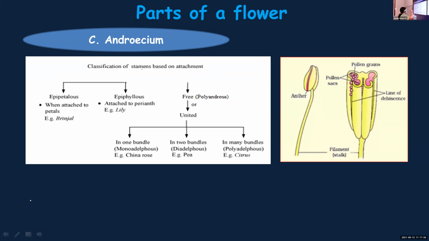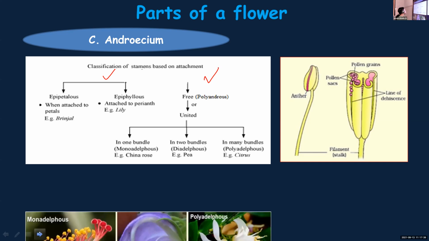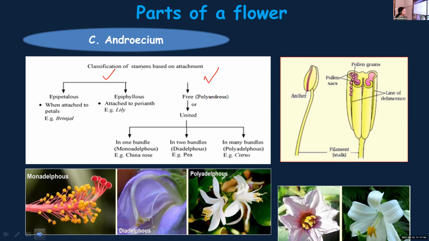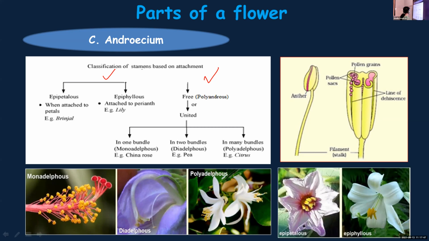And this second classification, that is also based on attachment, depends upon whether they are united or free. And the first classification is into epipetalous and epiphyllous. Epipetalous means here the stamens will be attached to petals. As you can see in the figure, stamens are very closely associated with the petals.